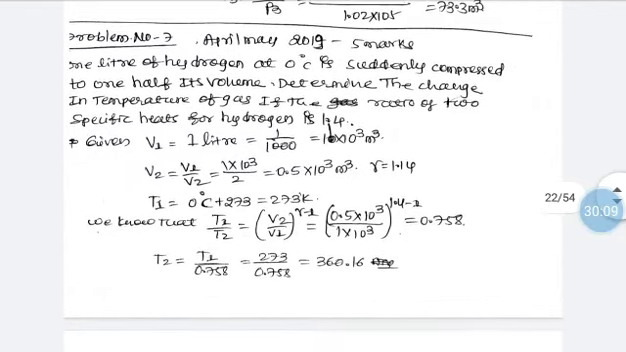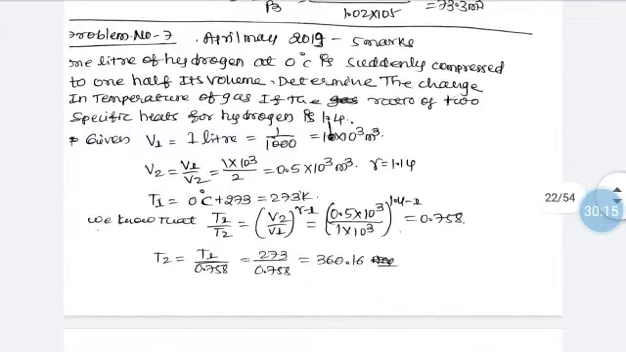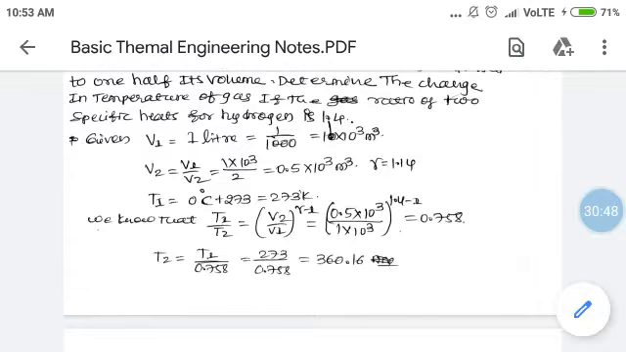and it is suddenly compressed to 1/2 its volume. So V1 is 1 liter, 1 divided by 1000, that gives 10 raised to minus 3 meter cube. V2 is V1 divided by 2, since it is compressed to 1/2 its volume. So 1 into 10 raised to minus 3 divided by 2 becomes 0.5 into 10 raised to minus 3 meter cube.